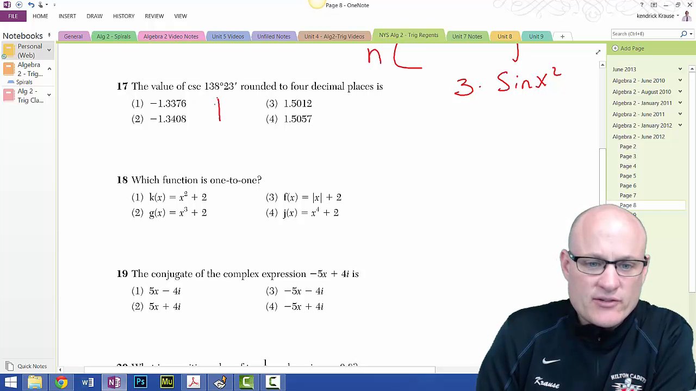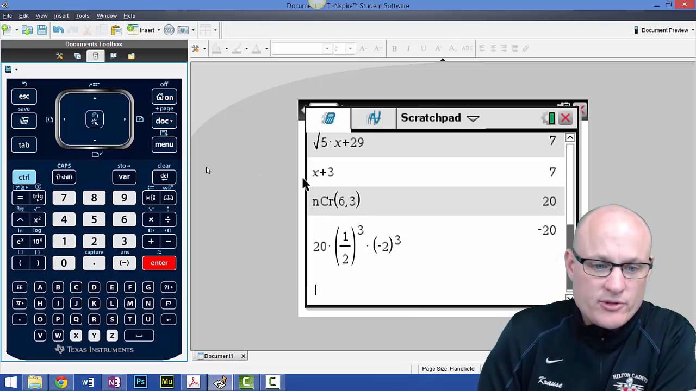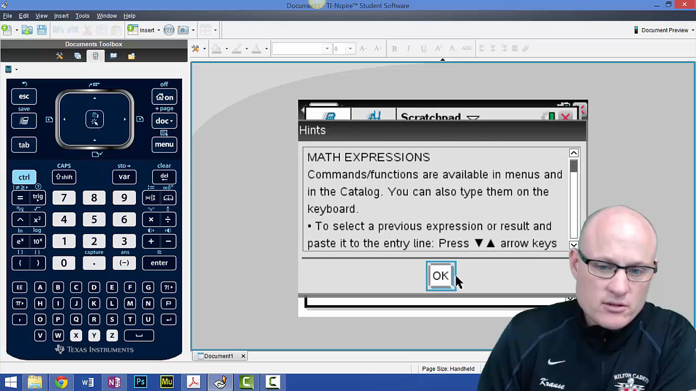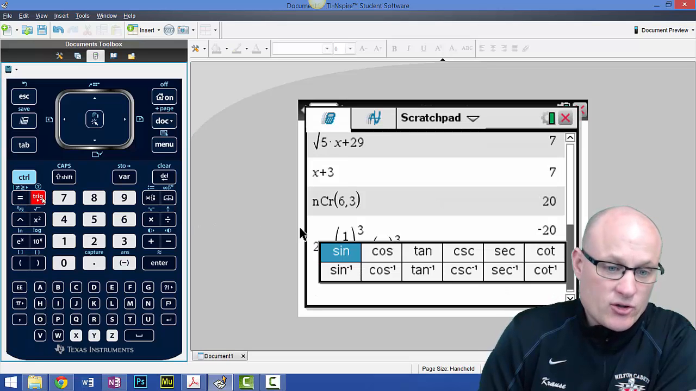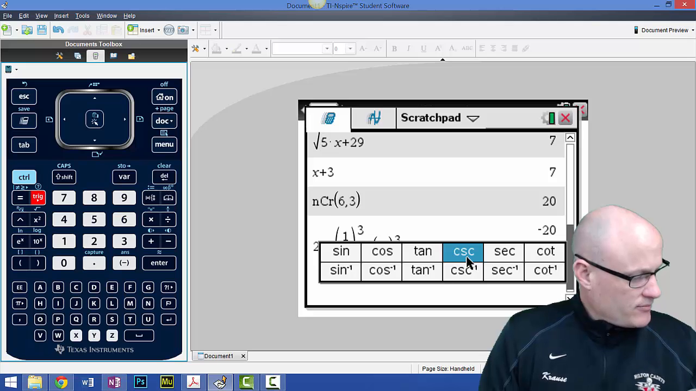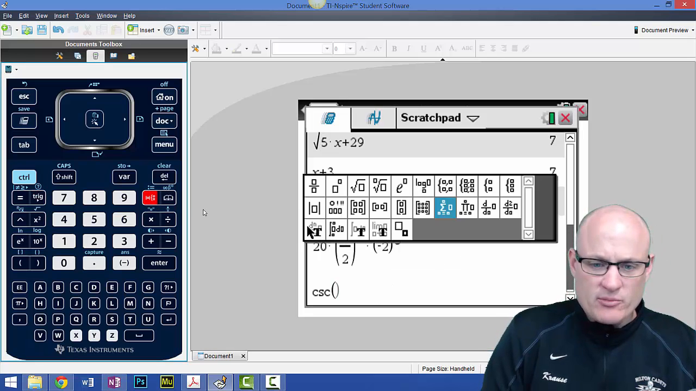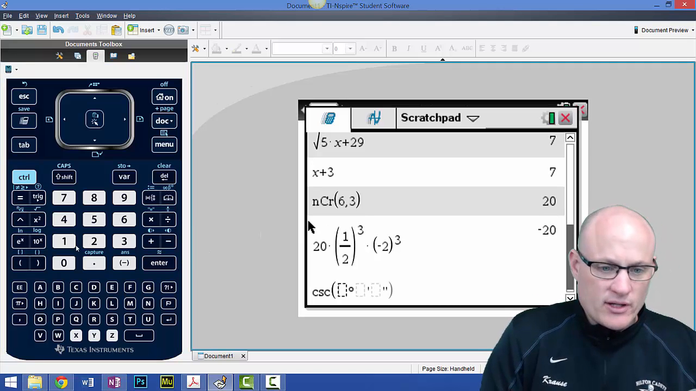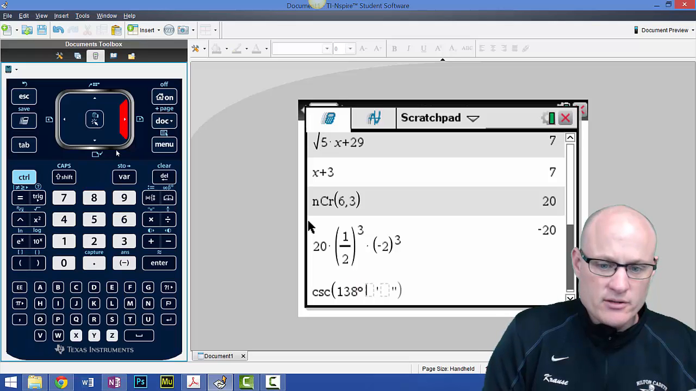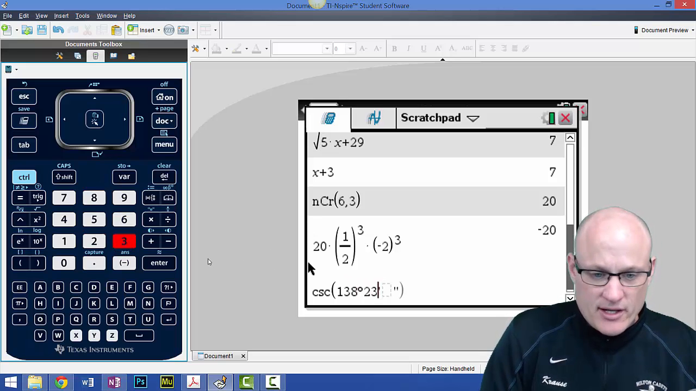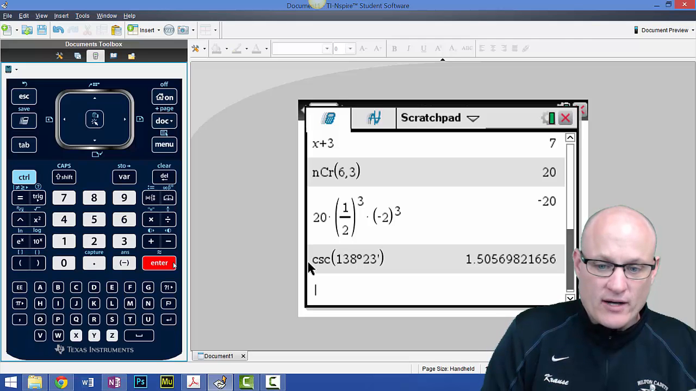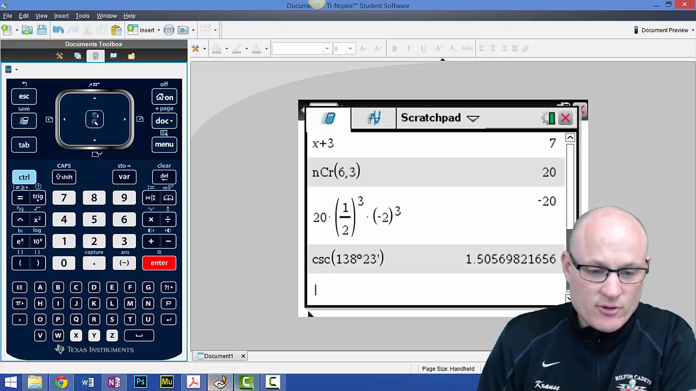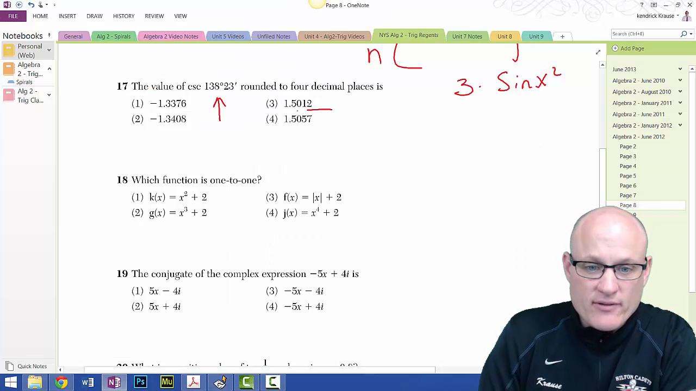Alright, so this is just testing whether or not you know how to use a calculator. I'm assuming you do. I just want to find cosecant. Cosecant of, and then I've got to get my degrees, minutes, seconds. That's this crazy looking button right here. We'll press enter, and we've got 138.23. Notice they're grayed out, which means I don't need to put something in there. 1.505. That's this answer.